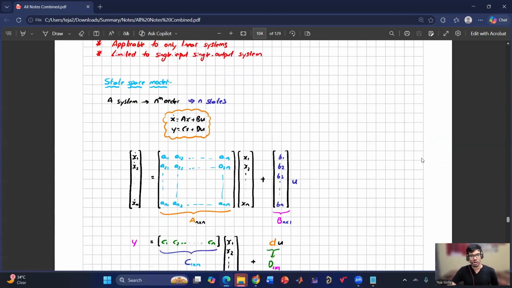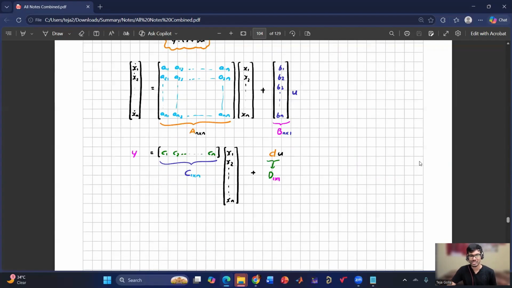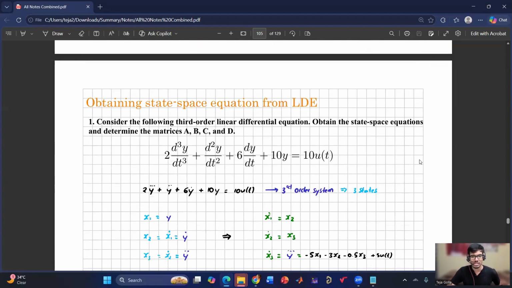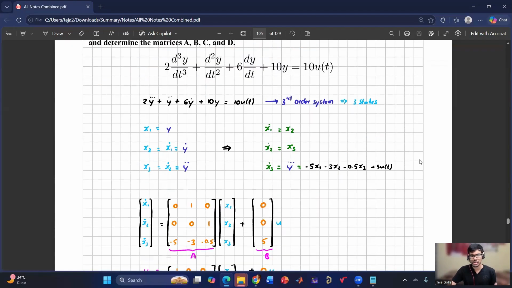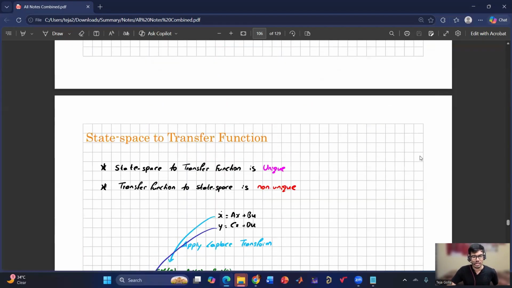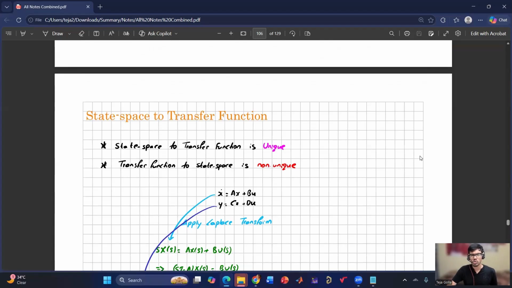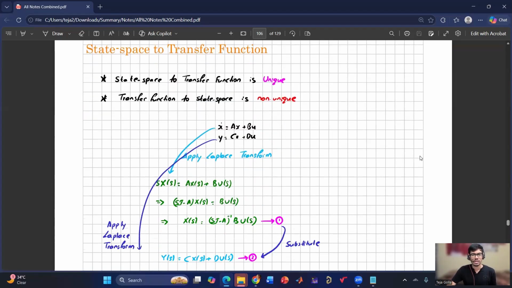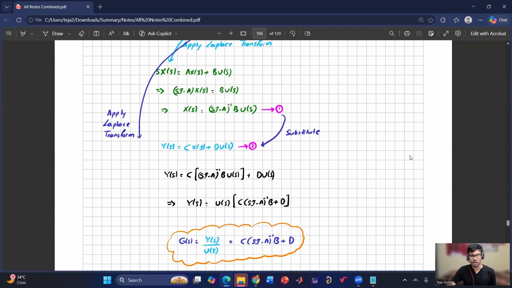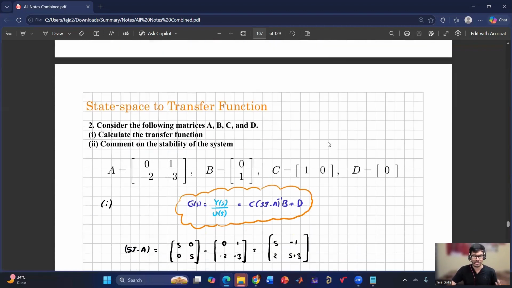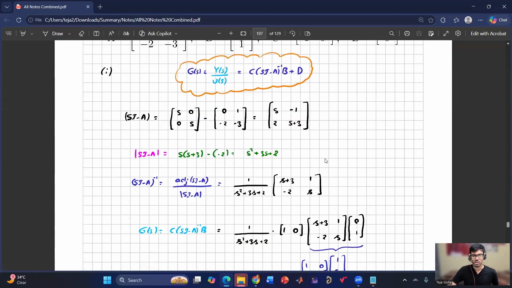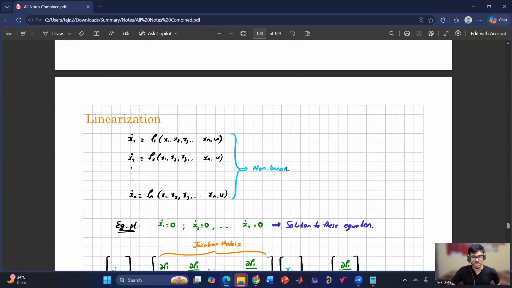Here we understood what a state space model is, what the matrices are, what the order of the matrices will be, and how to get the state space model from a third order or fourth order differential equation. Then how to get the transfer function from state space, what the formula is, or how we can derive it if you don't remember the formulas. We solved a problem converting state space to transfer function. Once we get the transfer function, we can comment on stability based on the pole locations, and we did that as well.